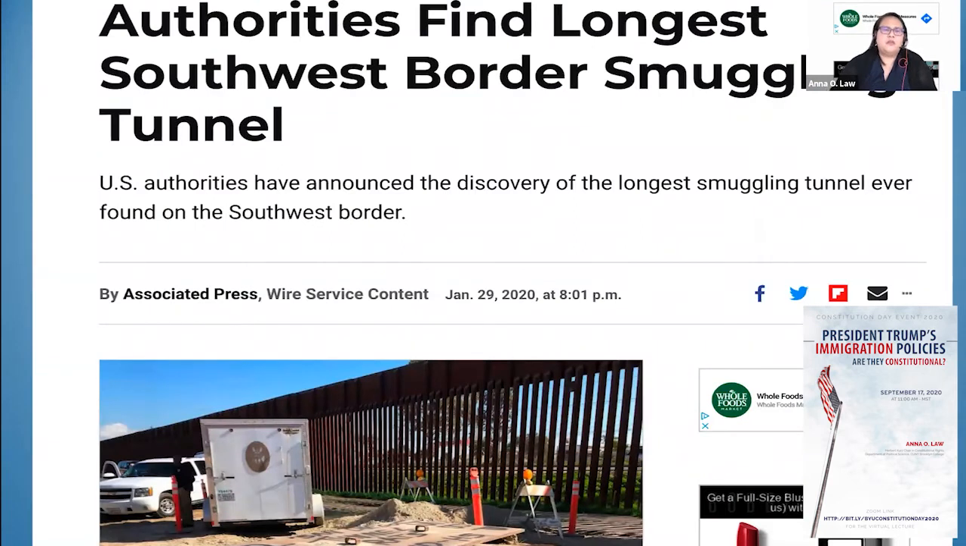This was great fun when I found this article on January 29th. They found the longest southwestern border smuggling tunnel. This tunnel was over 4,000 feet in length, and impressively, it was 70 feet underground. It's also extremely sophisticated. There's a railway system with little carts, an elevator, and air conditioning and air ducts. You're wondering, what are these tunnels for? They're usually for the smuggling of drugs, and they're also used for the smuggling of people. So with a tunnel that's 70 feet underground, the wall is not going to address that.